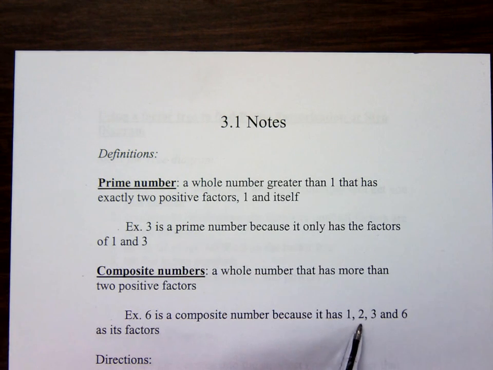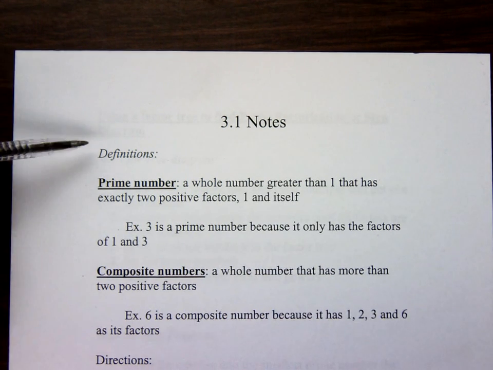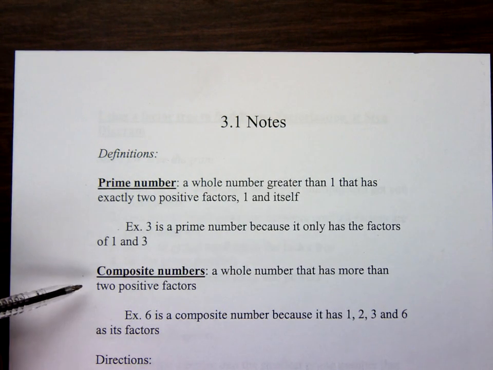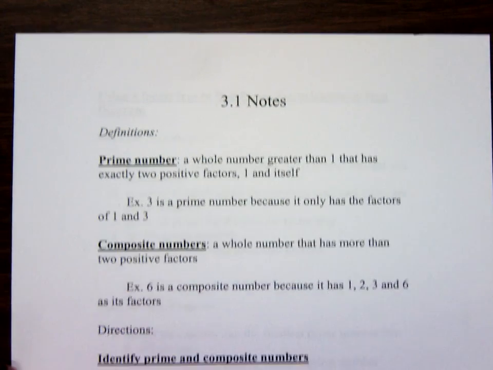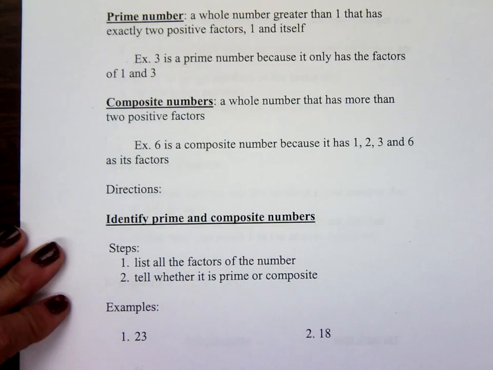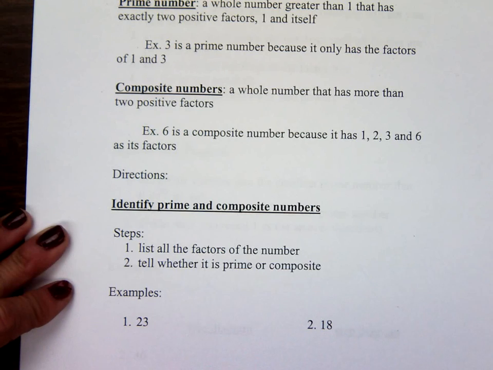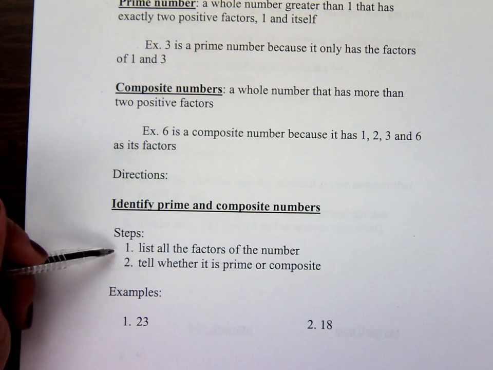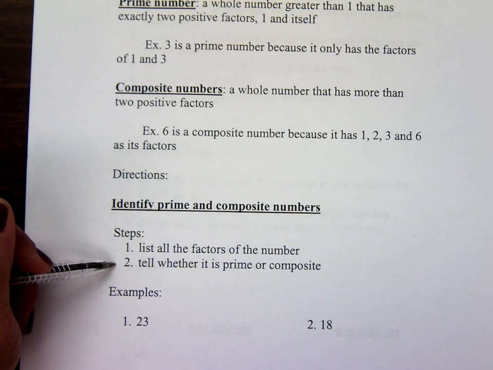Those are your factors. So if you need to slow it down, please press pause, and then when you're ready, you can go ahead and press play. This is what you're going to see in your directions: identify prime and composite numbers. Here are your steps: list all the factors of the number and tell whether it's prime or composite.